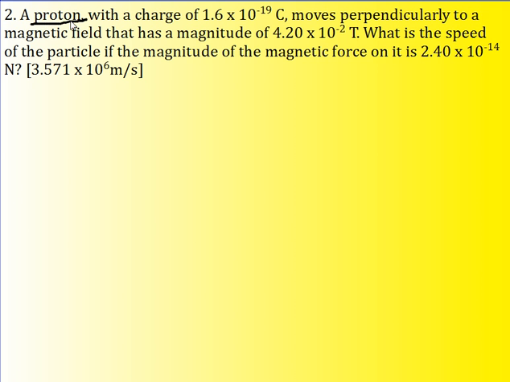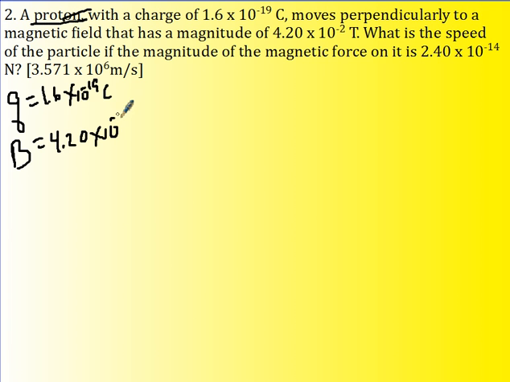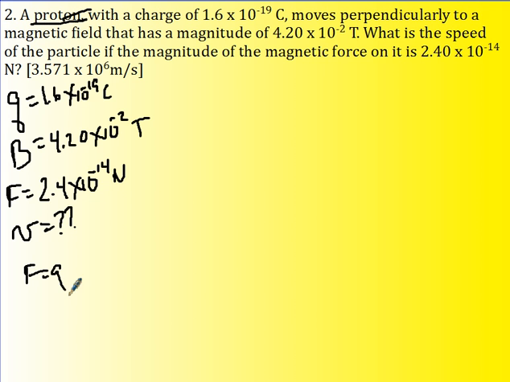Now I have a proton, again positive, with a charge Q of 1.6 times 10 to the negative 19 coulombs, moves perpendicularly to a magnetic field that has magnitude B equal to 4.20 times 10 to the negative 2 teslas. What is the speed if the force is 2.4 times 10 to the negative 14 newtons? This is the same sort of problem. We're looking for V. F equals QvB. So the velocity is the force divided by QB.